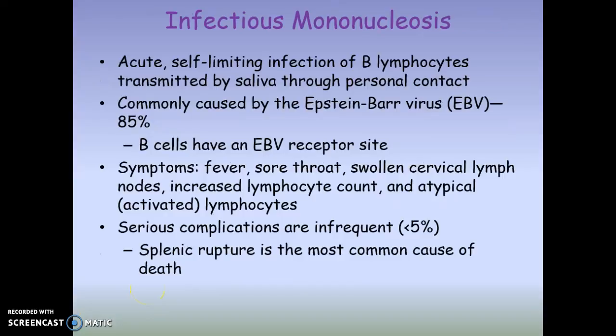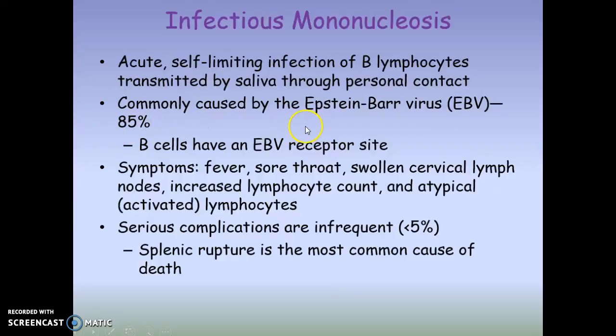I'm sure many of you have had mono, also called infectious mononucleosis. Generally, this is an acute self-limiting infection. Acute means it comes on relatively quickly. Self-limiting because it goes away on its own. It's an infection of the B cells that have been infected by Epstein-Barr virus, or EBV, which is generally the virus that causes this issue. About 85% of mono cases are caused by EBV.